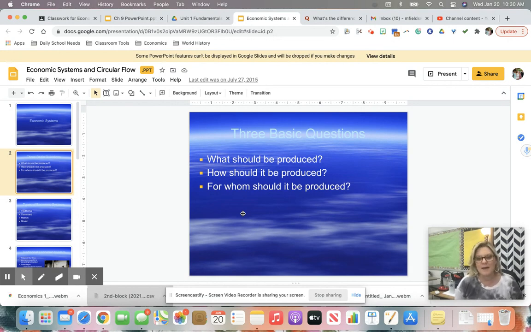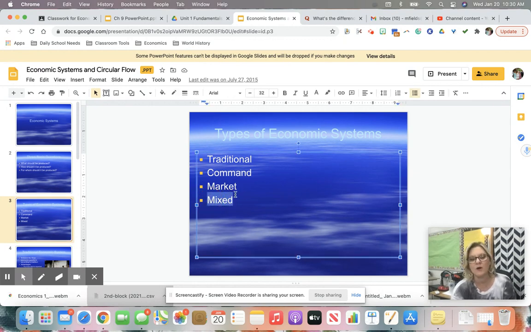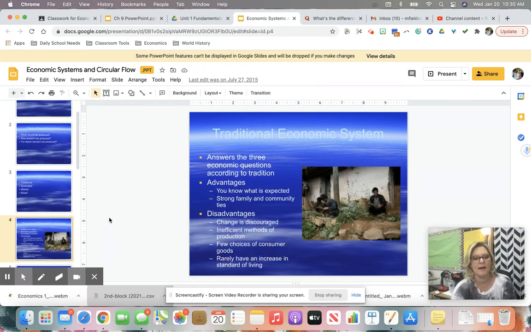So what are you going to make? How are you going to make it? And who are you making it for? And there are four types of economic systems. There's traditional, command, market, and mixed. And the only one of those that truly exists in society today is a mixed economy. The rest are mainly models of extremes. But most of them are mixed somewhere on the scale between a market and a command economy. But we're going to start with traditional, just to look at what a traditional economy may have been.